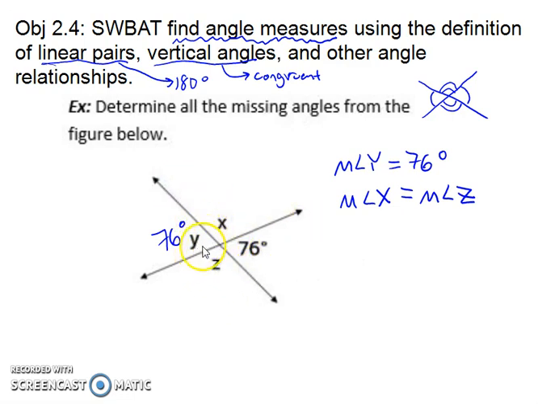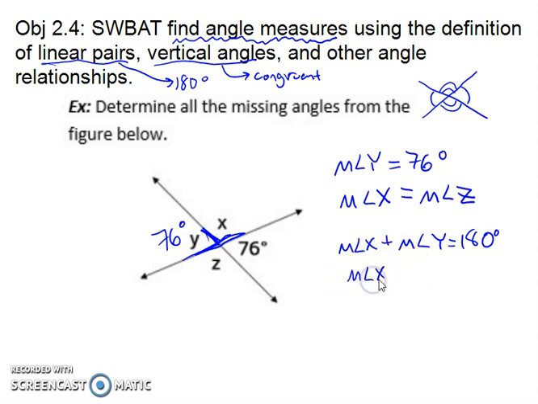What we also know here is that y and x together, these two angles, make a straight line. They make a linear pair. And a linear pair is supplementary. So a straight angle has 180 degrees. These two angles together make that straight angle, which means that measure of angle x plus the measure of angle y is equal to 180.